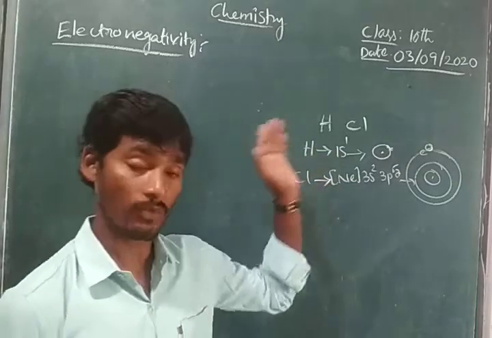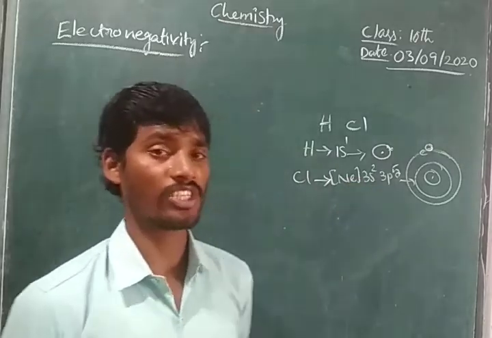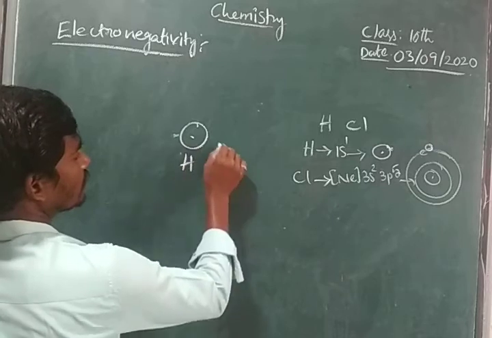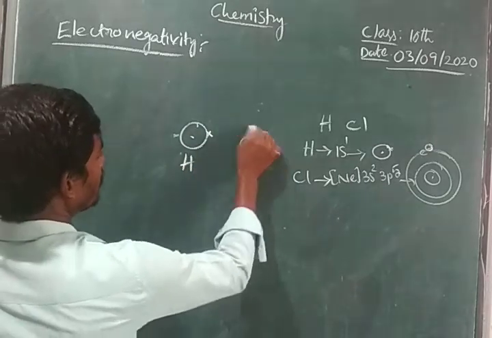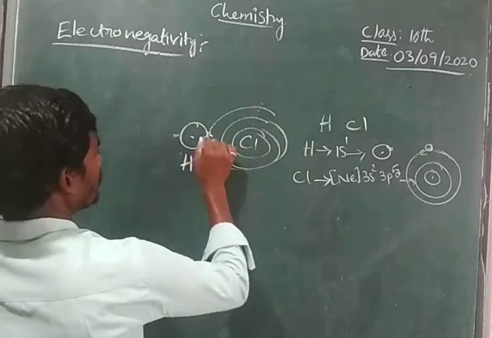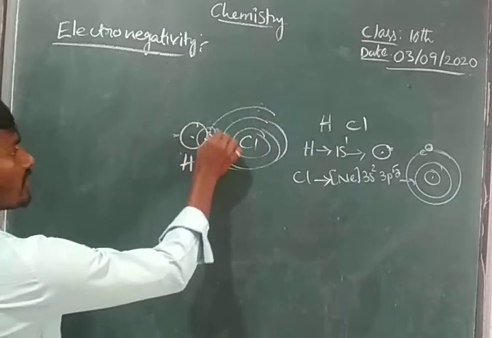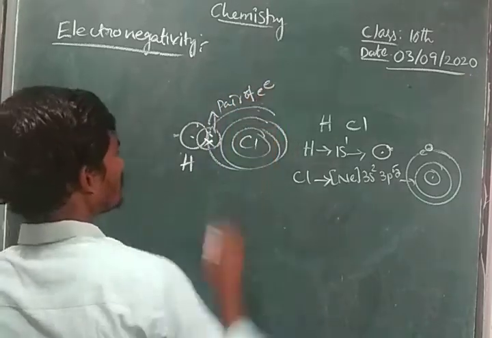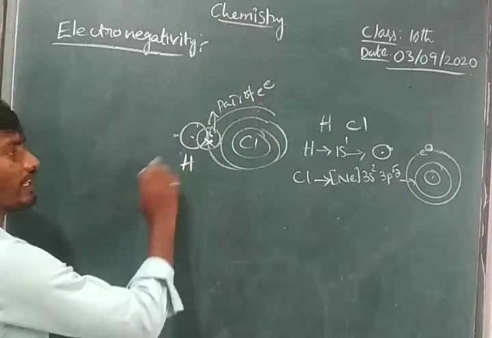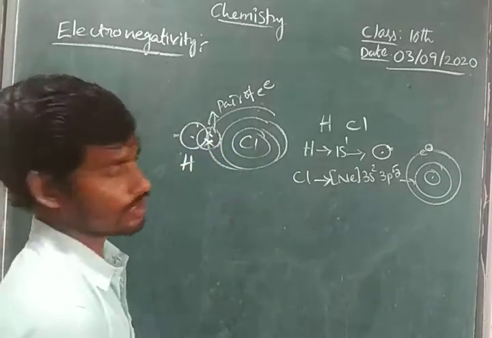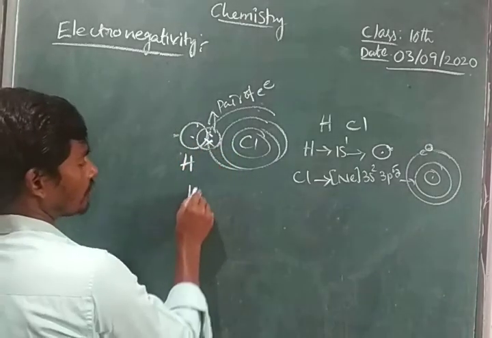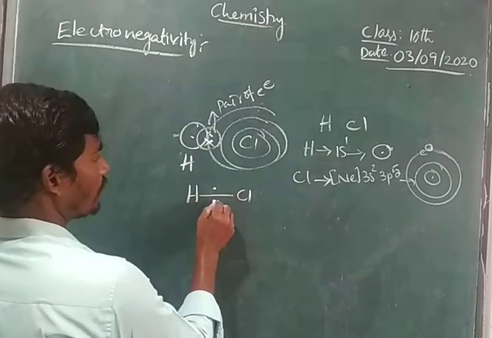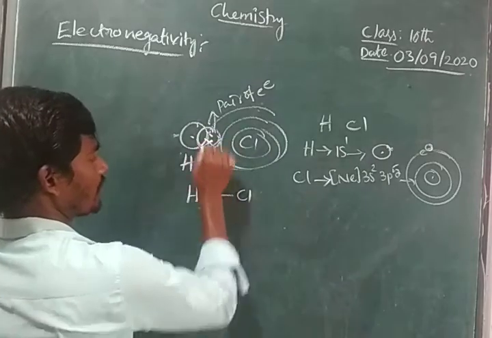So there is no possibility of giving electrons either from hydrogen to chlorine or from chlorine to hydrogen. Here only one possibility is there: hydrogen contributes 1 electron and chlorine contributes 1 electron. These two we consider as a pair of electrons, equally contributed by both hydrogen and chlorine. Then a bond will be formed between hydrogen and chlorine.